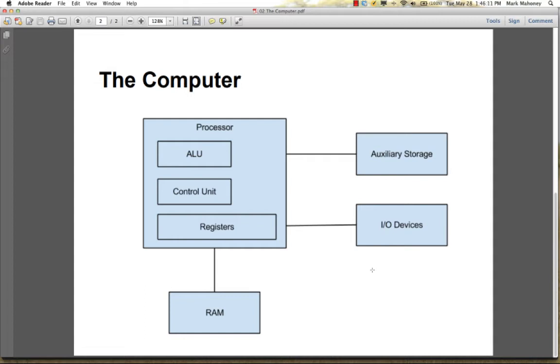Now, the term RAM is short for Random Access Memory.